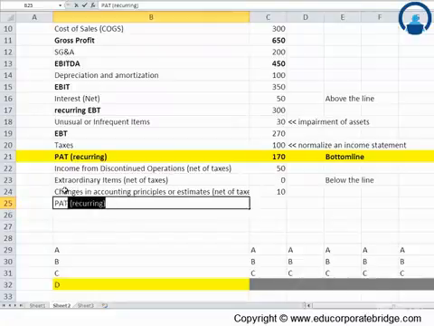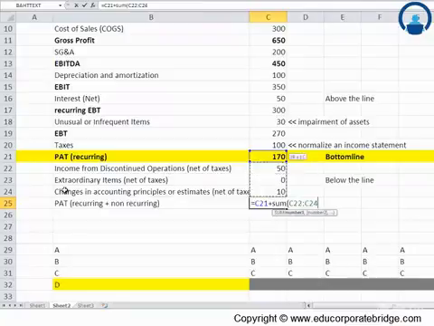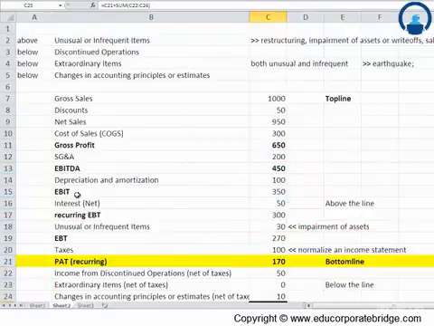and the final PAT will be the PAT which is because of the recurring as well as the non-recurring items. So this would be 170 plus the sum total from these three items. So this comes out to be 230. So this is how you can incorporate the unusual or the infrequent items.